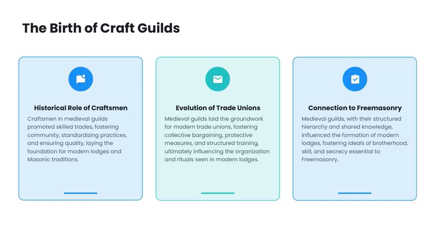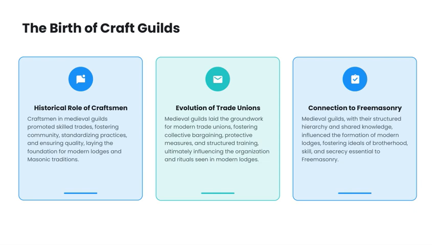Let's take a closer look at the birth of craft guilds and their historical significance. Craftsmen in medieval times organized into guilds to promote skilled trades, which helped foster a strong sense of community. These guilds also worked to standardize practices and ensure the quality of their work, which was crucial for maintaining trust and reputation. This foundation of organization and professionalism eventually laid the groundwork for modern lodges and the traditions we see in Freemasonry today.